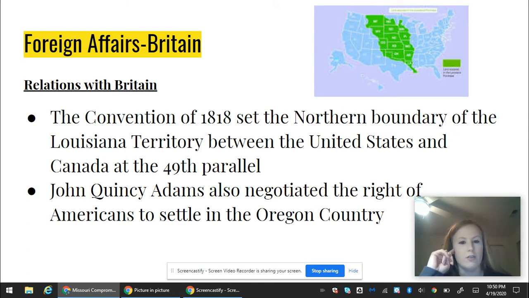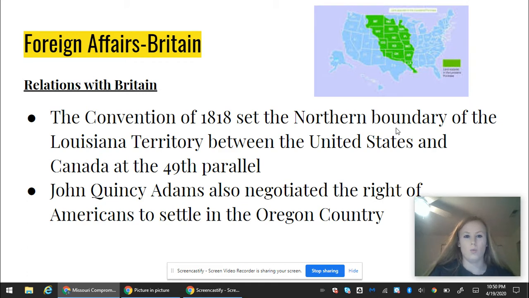So, at the Convention of 1818, they set the northern boundary of the Louisiana Territory in between the United States and Canada at the 49th parallel. So, as we know today, where the boundary of the United States and Canada lies, that is the 49th parallel. Okay, so this is the Louisiana Territory right here in this green part. The 49th parallel is right here and it scoops up a little bit. Okay, so it scoops up like how the Earth is.